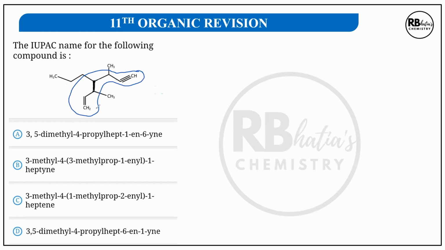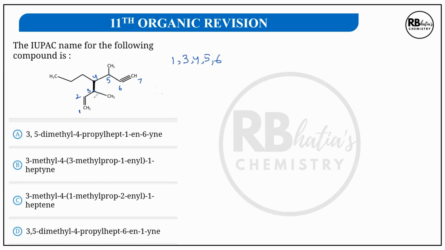Now which one has to be given preference? We are going to pick numbering from this end: 1, 2, 3, 4, 5, 6, and 7. So our correct answer is going to be 3,5-dimethyl, 4. This is 4 from both sides. If I start 1, 2, 3, 4 from this end, or 1, 2, 3, 4 from this end, the locant 4 is going to be the same. So the locants are going to be 1, 3, 4, 5, and 6.